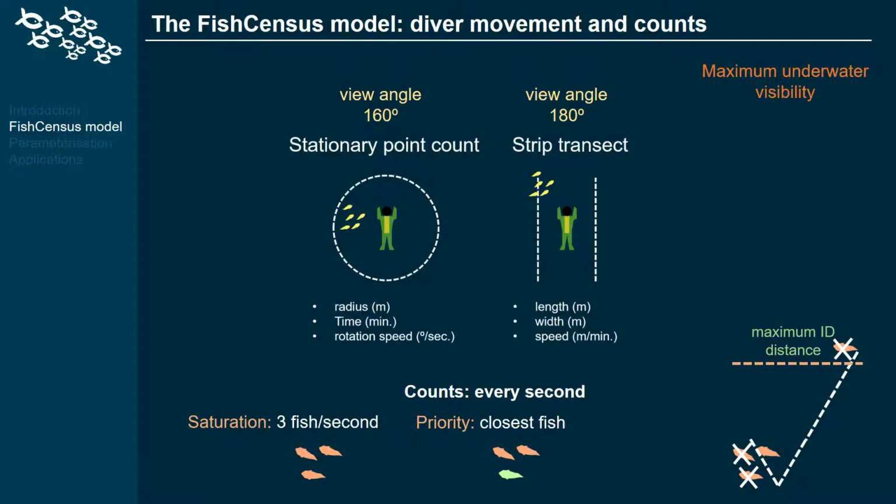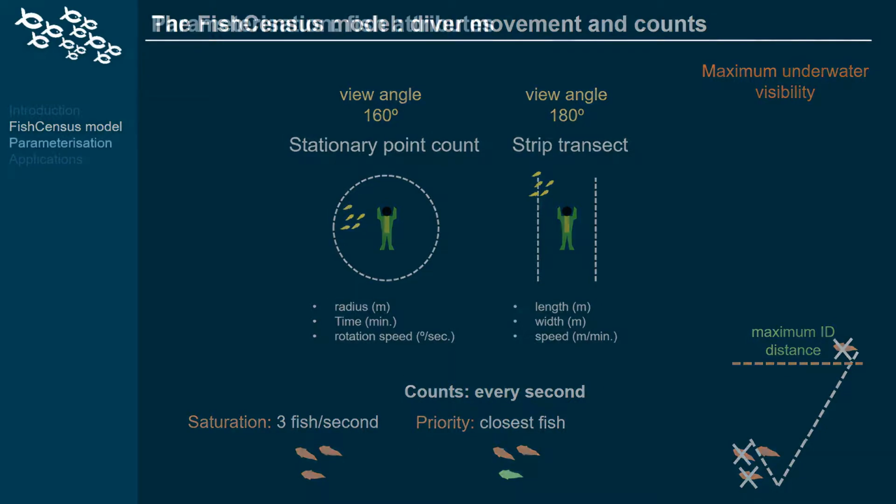There's actually a maximum ID distance that's specific to each fish species or each type. Some species are easily recognizable even when very far away, some others are not, so this is actually an important factor.